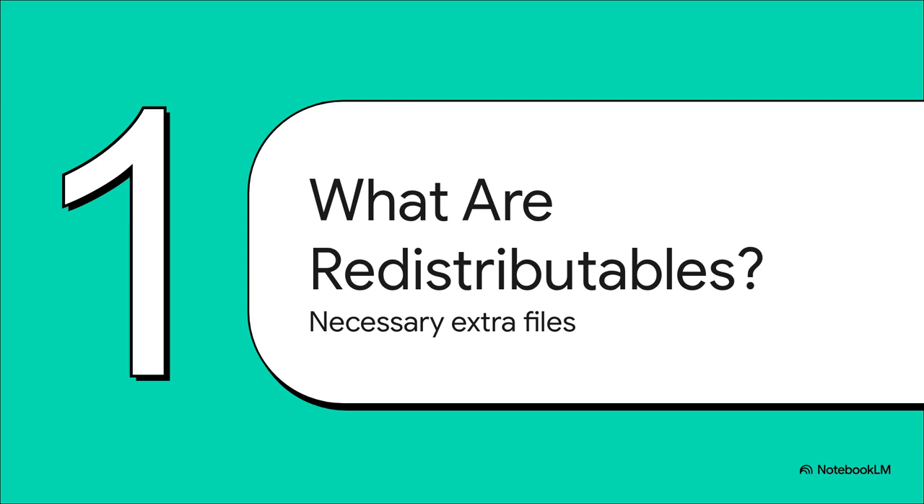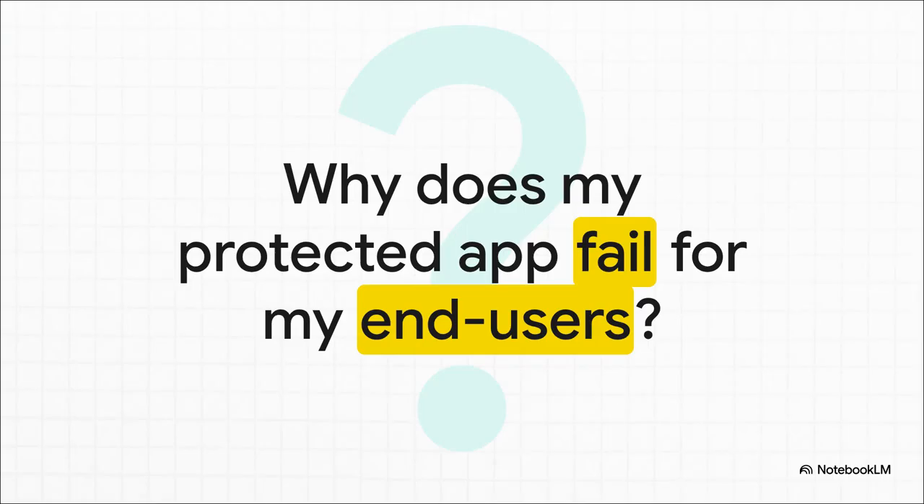Okay, first up, what are redistributables? PC Guard does an amazing job of embedding most of the protection code right into your app. But for some specific features, it needs a little help from some extra files. Those are the redistributables. And this right here is probably the most frustrating sentence a developer can hear. It works on my machine, right?